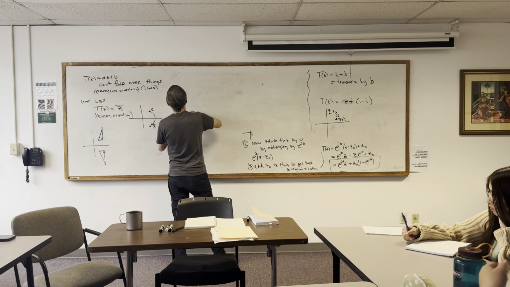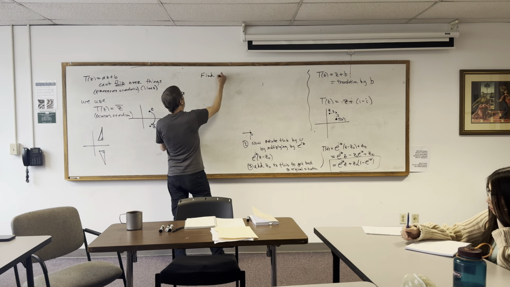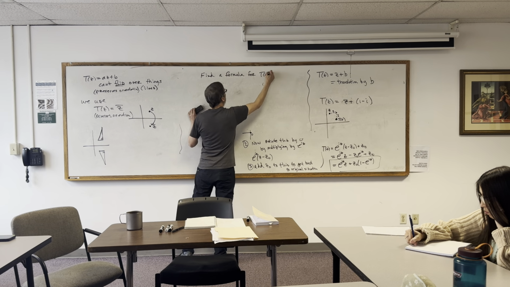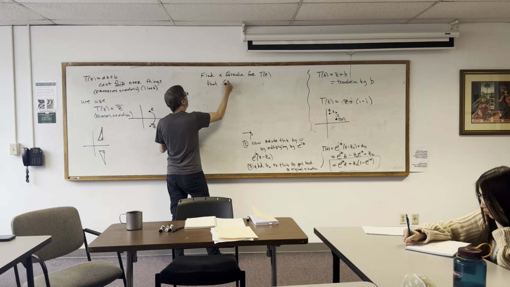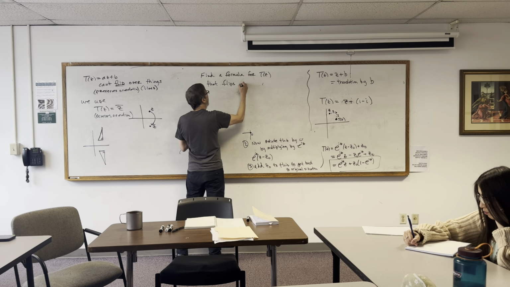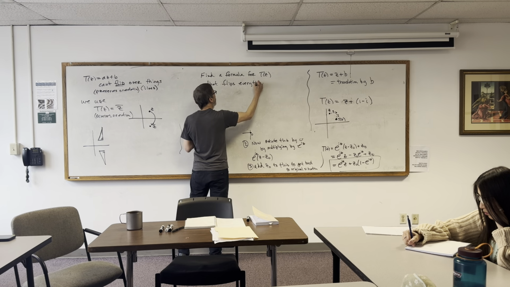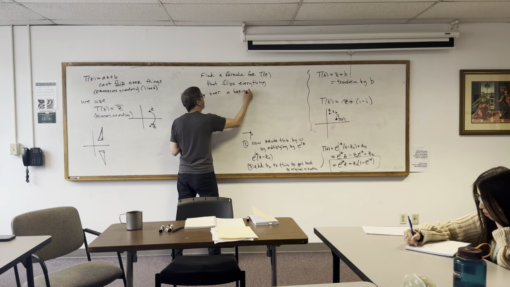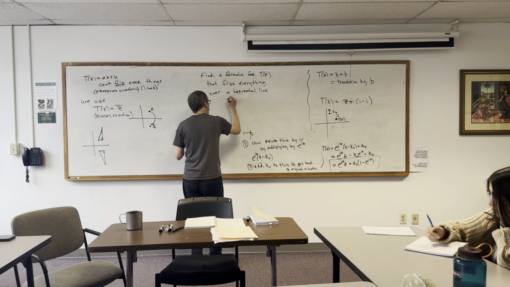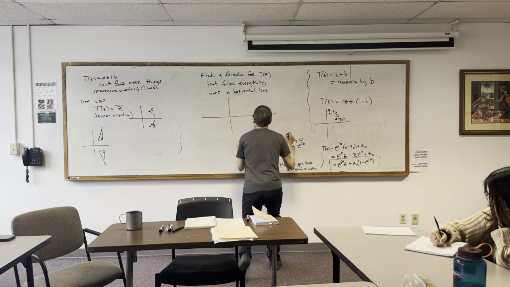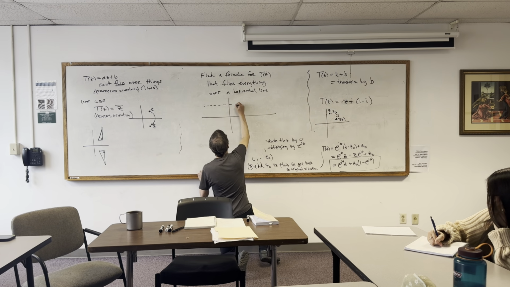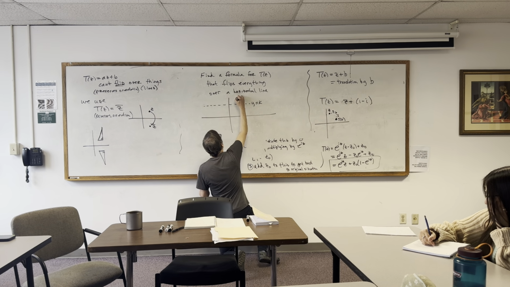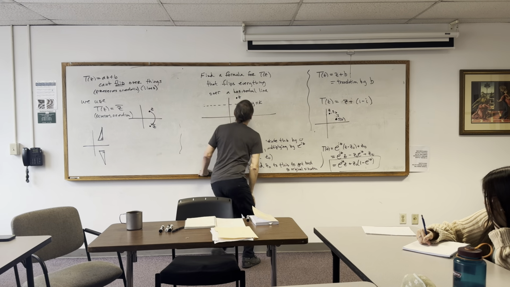So here's the problem I'd like you to please find. Find a formula for T of Z that flips everything over a horizontal line. And I'm going to draw the horizontal line right here. So here's my complex plane. Let's just say this is the line, and that is just y equals k right there. And there's the z you could start with if you wanted.